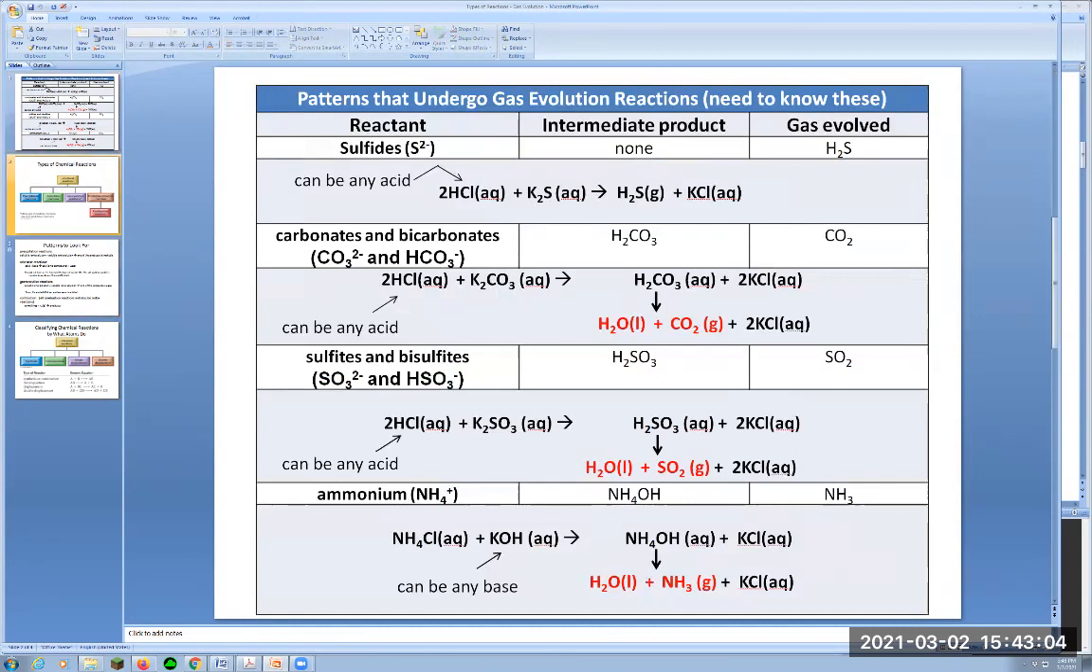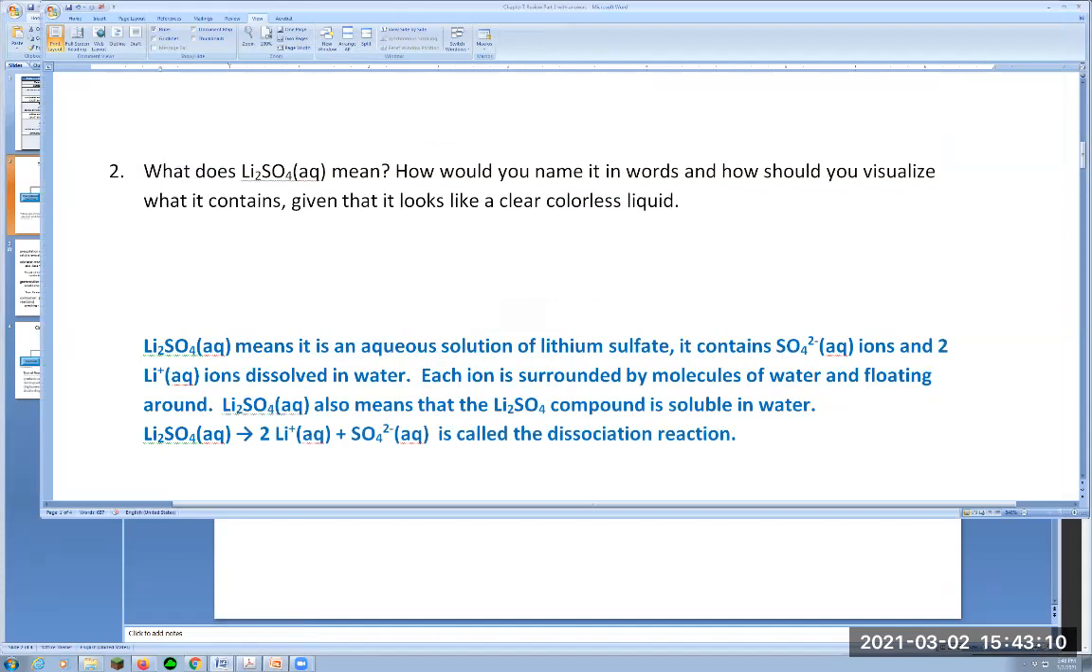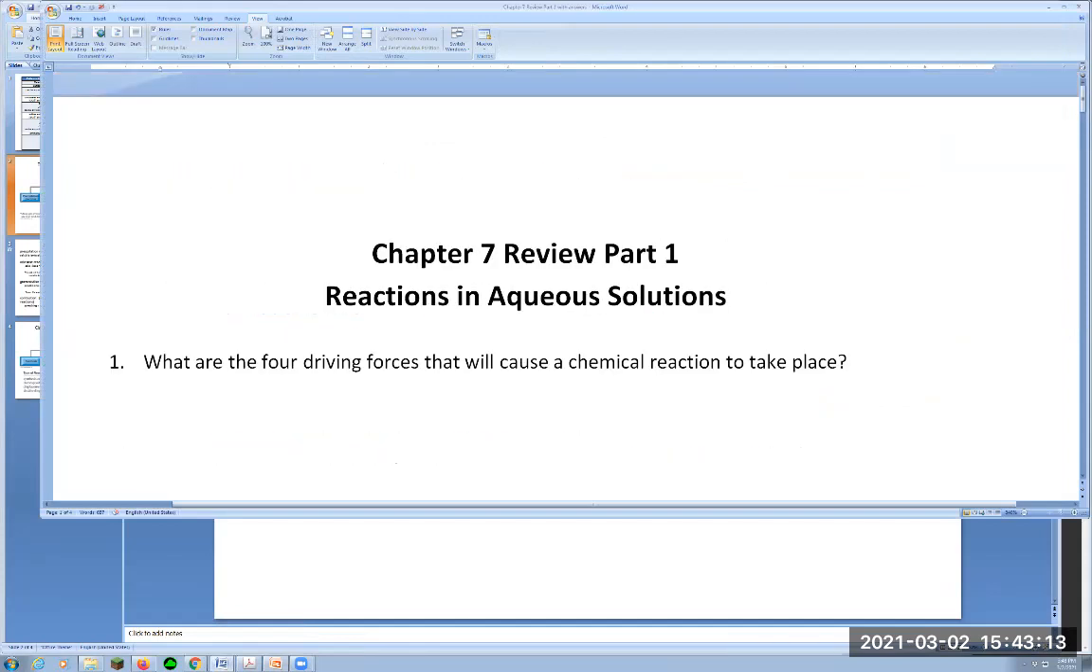So if we look at this here, now we want to answer the first question of our chapter 7 review. I want you to really notice that the chapter is on reactions in aqueous solution, right? So you always have reactants that are in aqueous solution, mostly in this chapter. It is important to recognize that when you're trying to decide if you have an acid-base reaction, precipitation reaction, or a gas evolution reaction.